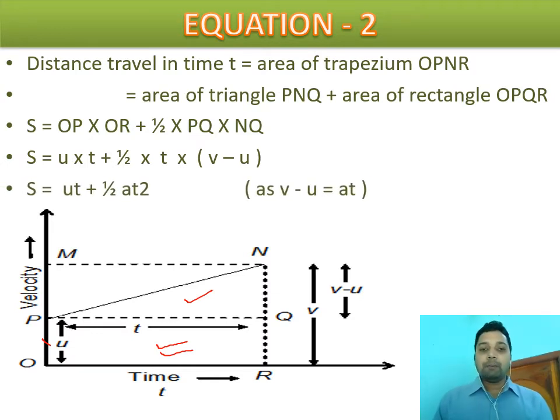Why will we say half AT square? Because V minus U equals AT, and T into AT equals half AT square. So S equals UT plus half AT square, our second equation of motion.